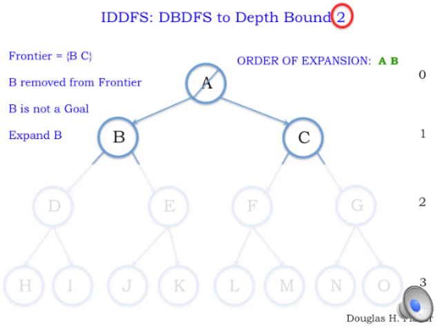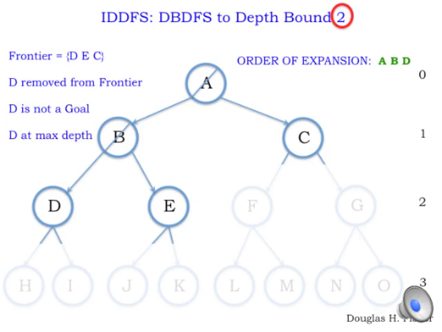B is removed from the frontier. B is not a goal. B is not at the maximum depth bound. We're searching to depth bound 2 in this case, and so we expand B. Notice that we're doing a depth-first search to depth bound 2, not a breadth-first search. So we expand B, not C. When we expand B, we place its children, D and E, onto the frontier. The frontier now includes D, E, and C.